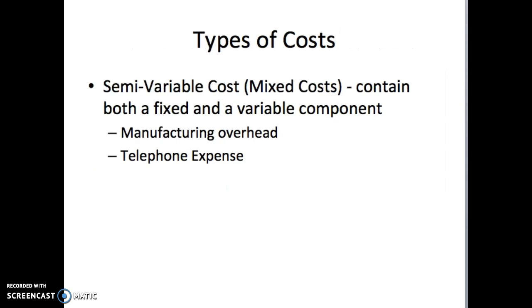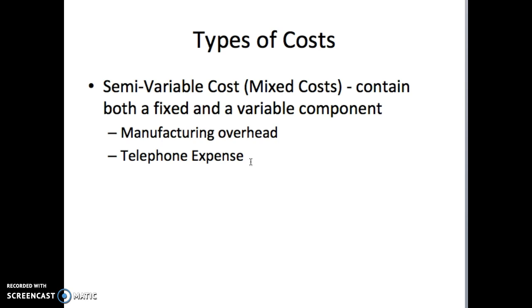Another type of cost would be the semi-variable cost, or in other textbooks this is called mixed costs. As the name suggests, it contains a fixed aspect and a variable component. An example would be a telephone expense. Let's say you pay a monthly telephone expense of 500, and that includes calling your friends within Metro Manila. But the variable component would be if you call overseas.